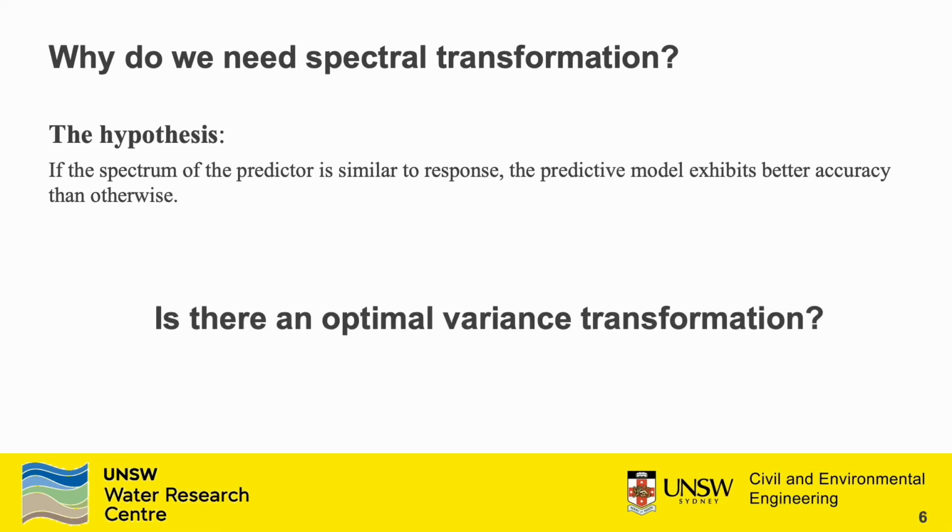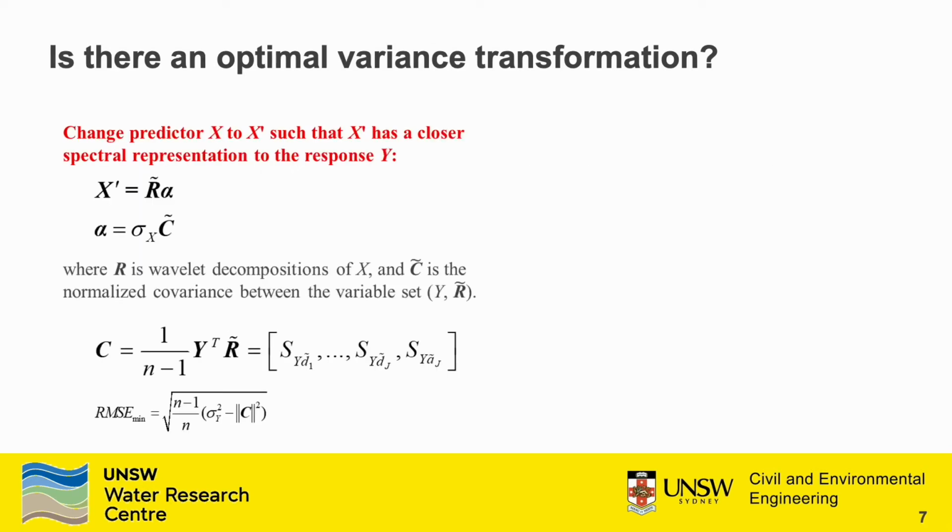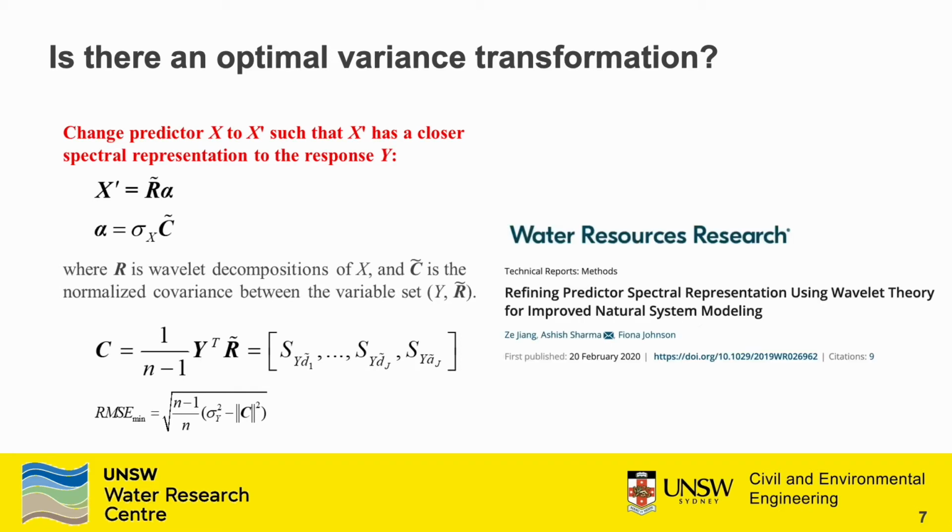Now the question is, is there an optimal variance transformation in the frequency domain? The answer is yes. What we have found is that the variance in the spectrum of predictor X needs to be redistributed according to the covariance C between predictors with the decompositions R and the response Y. In the end, using a linear regression model as a predictive model, we can obtain the minimized RMSE using the transformed predictor X dash. And if you are interested in mathematical derivations, you can find more details in our published paper at WRR.